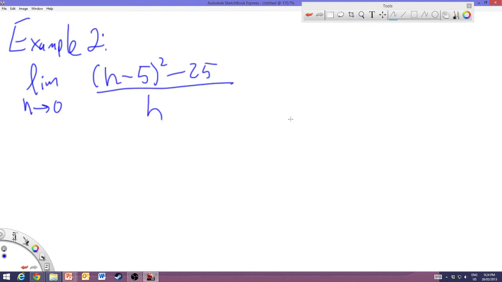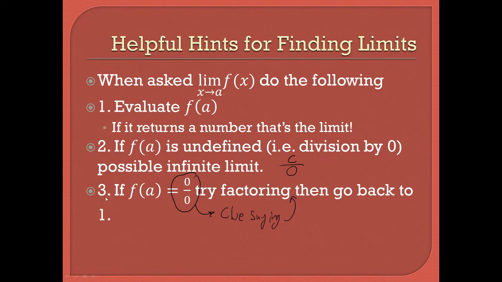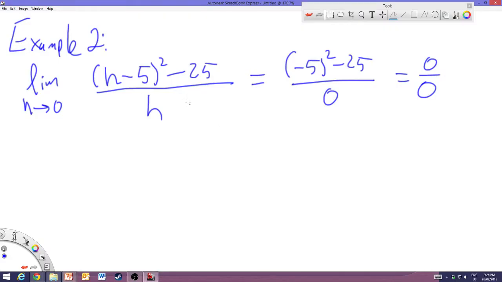Alright, let's put 0 in there, and right away we can see the following: negative 5 squared minus 25 over 0. It's going to give me 0 over 0. Now this means I'm switching back here. If this is case 3, if f of a is equal to 0 over 0, try factoring and then go back to 1. So let's even factor.